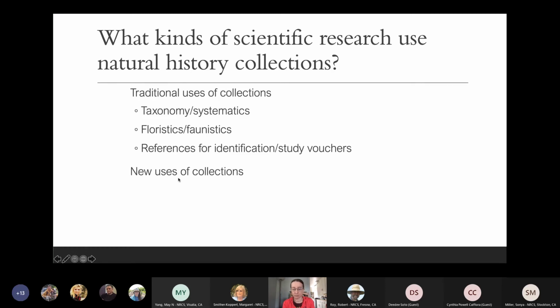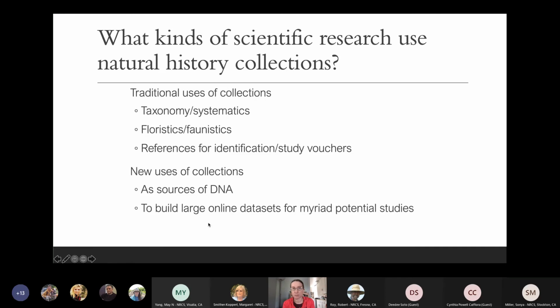But these collections are becoming useful for more things than they were traditionally used for. So new types of scientific research are making use of collection data. And one of the new uses, which I'm not going to get into today, is we're actually able to get DNA out of some of these old specimens. And it's really interesting to see sometimes historically how population genetics or other things have changed in the DNA of these organisms over time. But what I'm focusing on today is the use of these collections to build large online data sets, and then they can be used for all kinds of different studies.